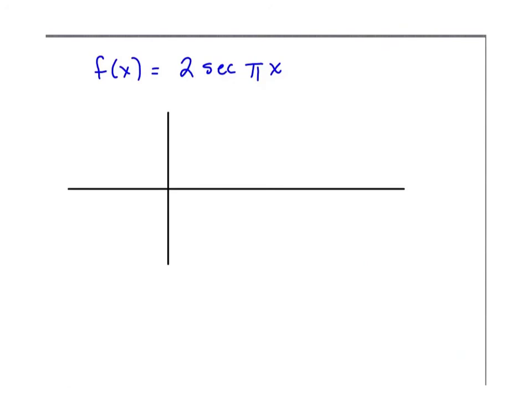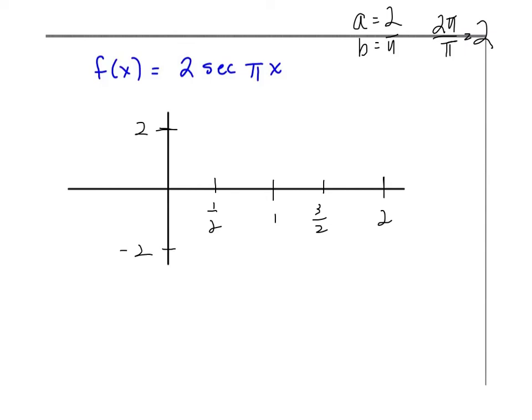Okay, here's an example. So we're going to use the cosine graph. So I still need the amplitude and the period. The amplitude is going to be 2. The period is going to be, I know what b is, pi, so the period is going to be 2 pi over pi, which is 2. So I'm going to go ahead and divide this up like I have on every other cosine graph that I've done. Only this time the amplitude is going to be 2 and -2.